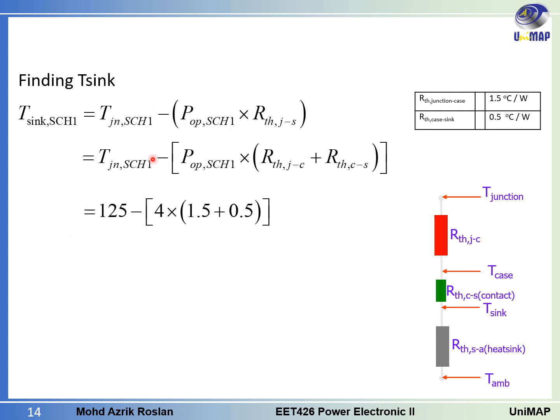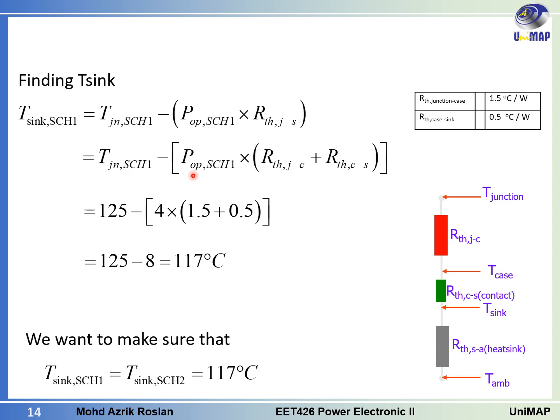So when you replace the values here, this is 125 minus the power that we draw from the graph, which is 4, multiplied by 1.5 plus 0.5, which is 2 inside here. And when we solve this, we will get 117 degrees C. So this is the heatsink temperature. Because the heatsink will be a common temperature, T-sink Schottky 1 and T-sink Schottky 2 will be 117 degrees C as well.